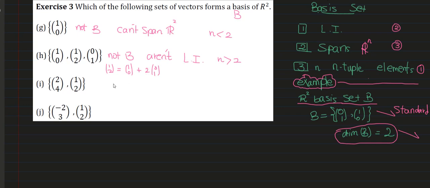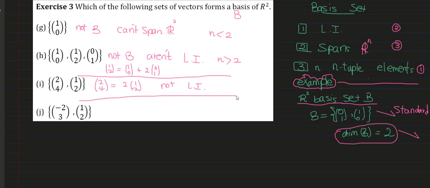Okay, what about number I? They are two vectors and each belongs to R2. Very good, they passed that third condition. Let's go to the linear independency. We will notice that the first vector is double of the second vector, so this is a linear dependency. They are not linearly independent, and that's it.